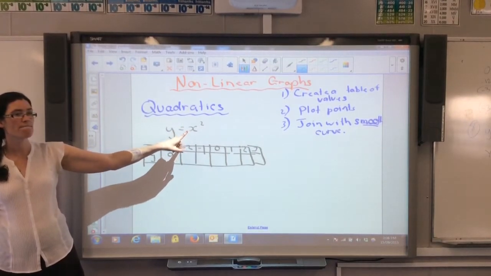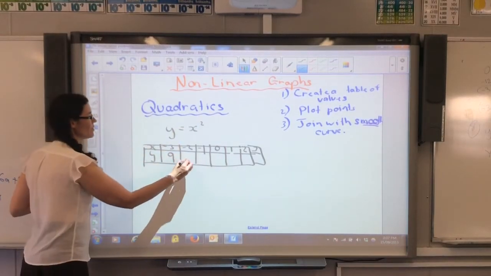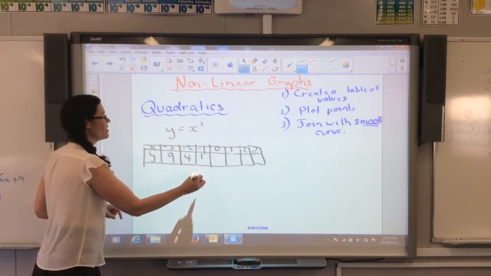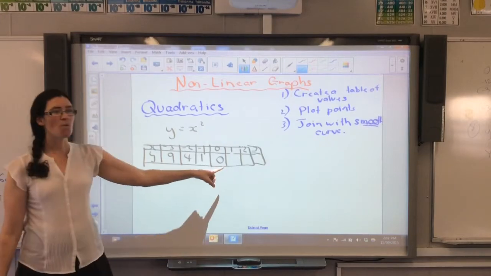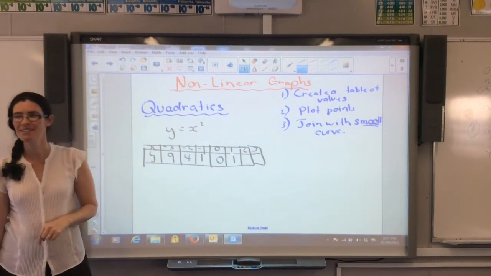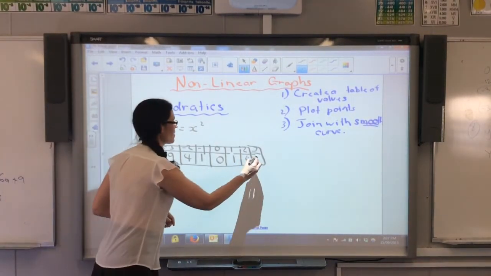-2 squared, what's that? 4, well done. What's -1 squared? Positive 1. What's 0 squared? 0. Writing it down. Positive 0. 1 squared? Positive 1. 2 squared? 4. 3 squared? 9.